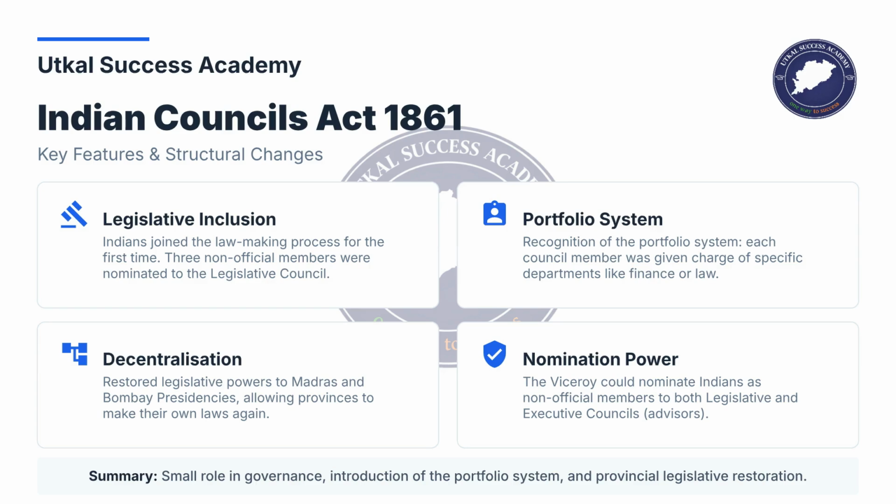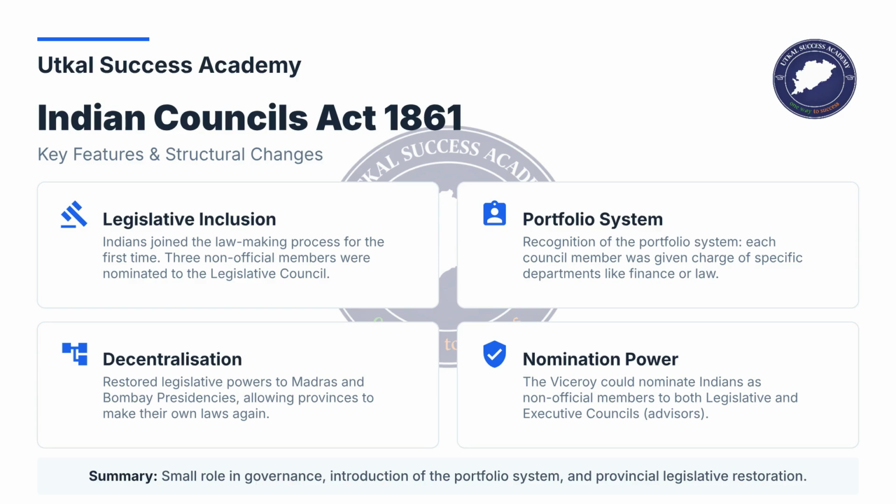We now transition to the Indian Councils Act of 1861, a crucial measure after the 1857 revolt. This act introduced Indians into the lawmaking process for the first time, albeit as nominated non-official members.